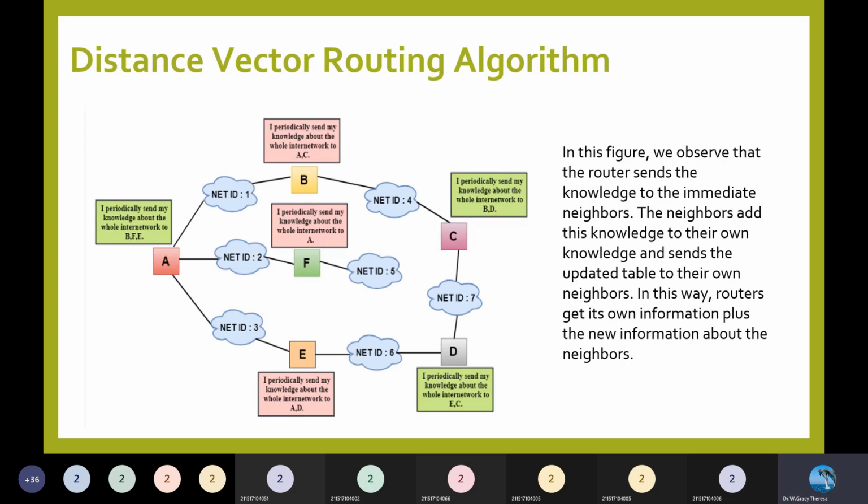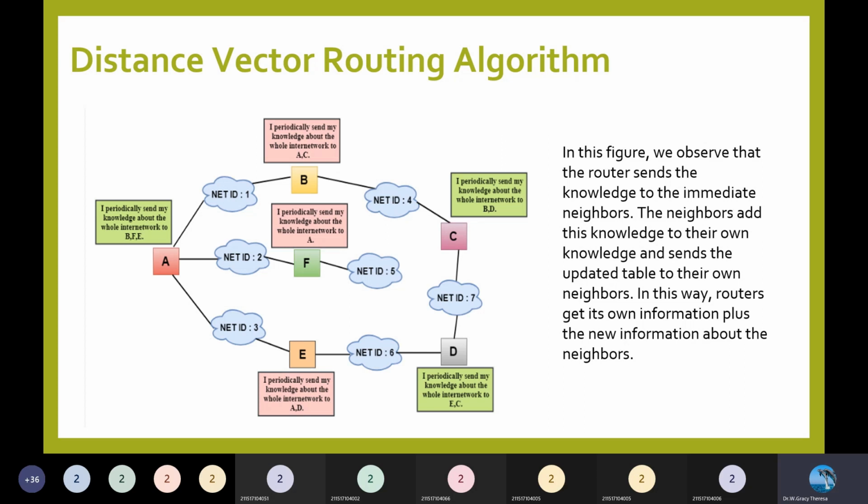Next is the distance vector routing algorithm. By sharing of information, a router comes to know the entire topology. In this figure, the router sends information about its own routing table to its immediate neighbors, and those neighbors add this knowledge to their own and send the updated information to their nearby neighbors once again. A has its own information, B has its own, C has its own, and that is exchanged, updated, and shared again. This happens periodically.